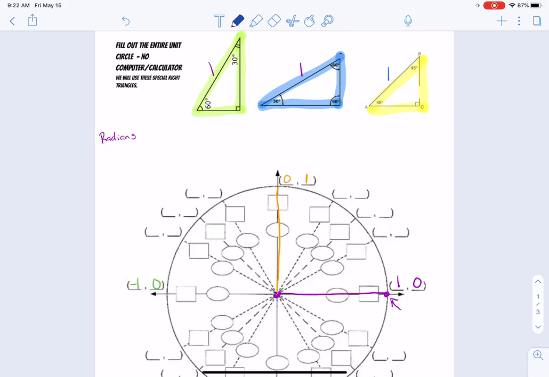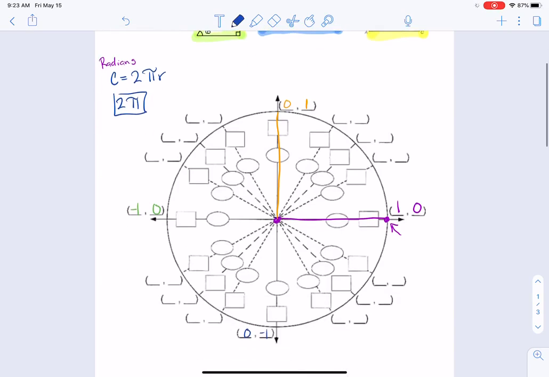So it's built off of the idea of circumference. If we know that circumference equals 2 pi times the radius, then the circumference of our unit circle is going to be 2 pi times 1, which is just 2 pi. So when we start here and go all the way around this entire circle, we have traveled a distance of 2 pi, and that would be our radian measurement.